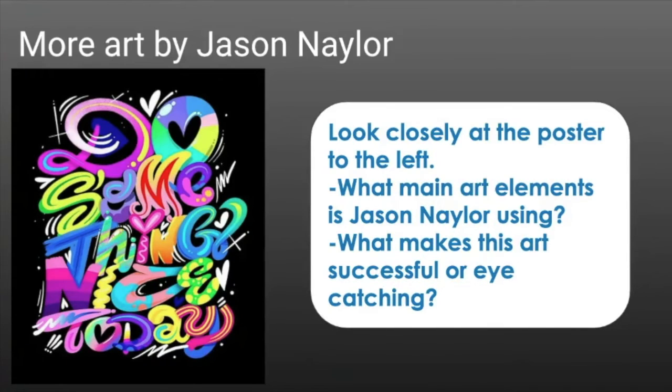I hope the first one that stands out to you is color, because that's probably his main one. Other art elements you may have noticed are shapes, lines, and positive and negative space, because he leaves the negative space, which is the background, black in most of his art. That way the positive space, the letters, stand out.